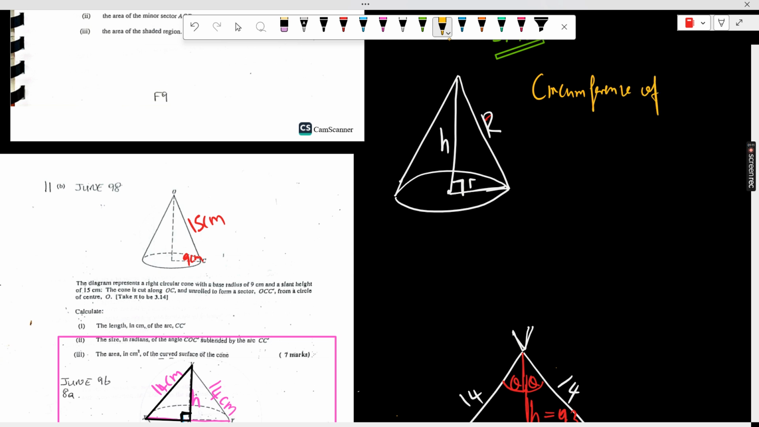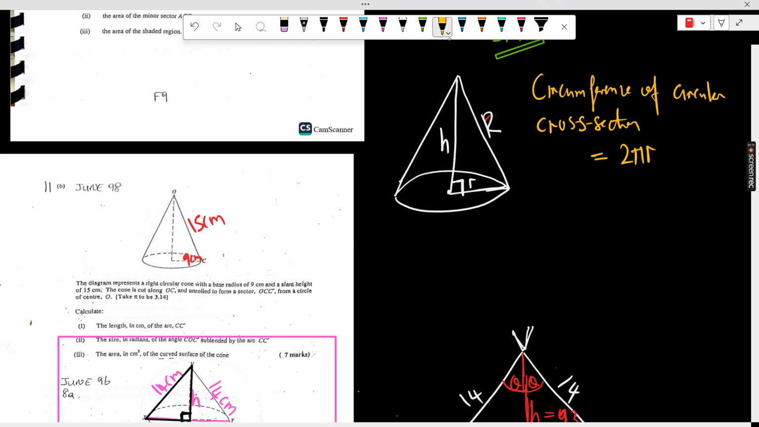So the circumference of the circular cross section. Who remembers the formula for circumference? It's 2 pi r. That is correct. So the formula for the circumference of the circular cross section is equal to 2 pi r. But we're talking about small r, the radius of the actual circle. Is that clear? Yes, sir.